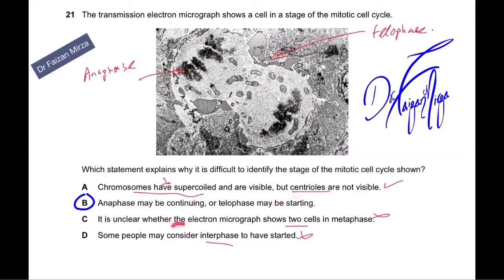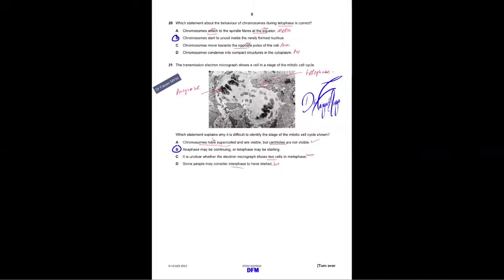It's unclear whether the electron micrograph shows two cells. No, it is very clear it's two cells, but they are not at metaphase. Some people may consider interphase to have started. No, how can interphase start? Because without the cell undergoing cytokinesis. So if two cells actually were there, separated from one another by cytokinesis, only then would interphase have started.